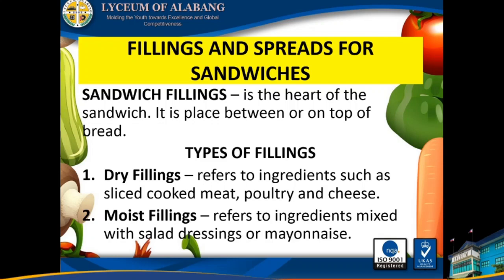First one, again, we have dry fillings. When you say dry fillings, it refers to ingredients such as sliced cooked meat, poultry, and cheese. And then number 2, we have the moist fillings. Moist fillings refers to the ingredients mixed with salad dressings or mayonnaise.